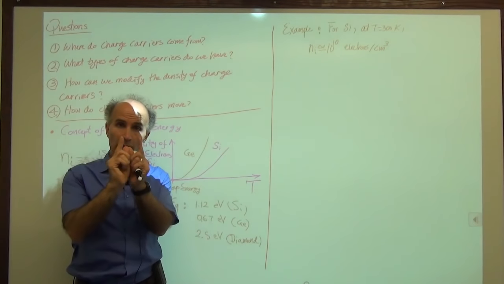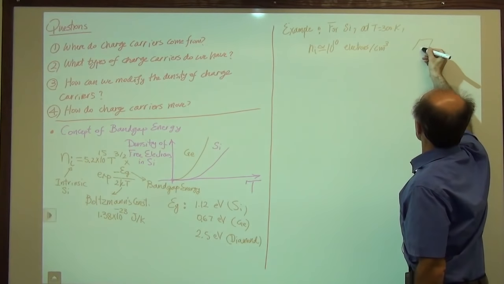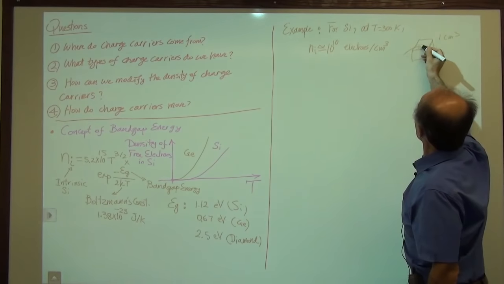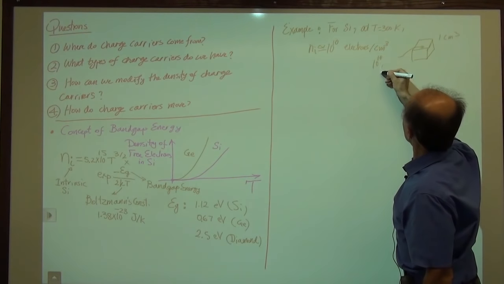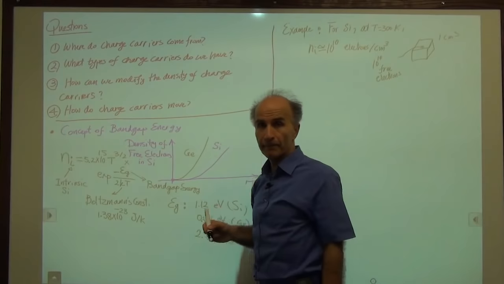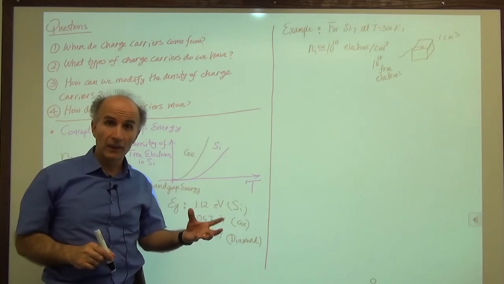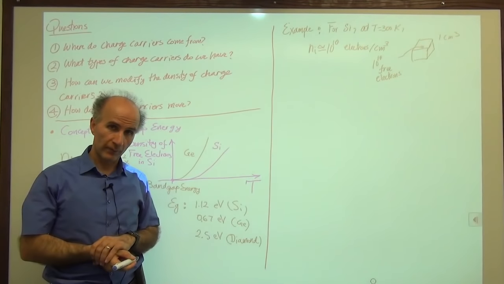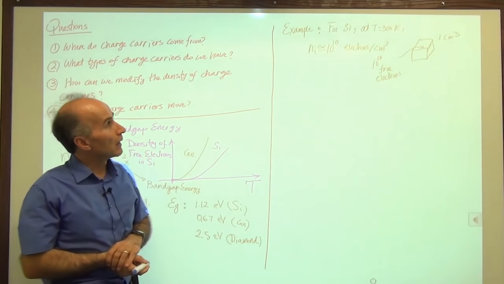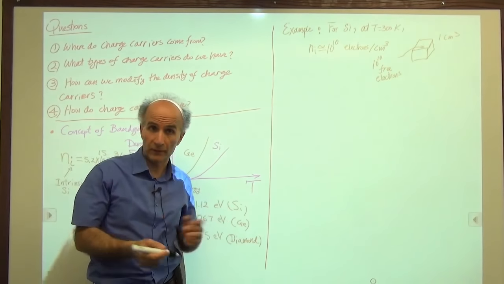So if we take a one centimeter by one centimeter piece of silicon crystal, as I showed you before, this is 1 cubic centimeter. Then inside here, we have 10 to the 10 free electrons. Okay? So that gives us a feel for what kind of electron density or conductivity we might have in a piece of silicon at room temperature. All right, now this number, 10 to the 10 electrons per cubic centimeter, doesn't have too much significance for us. We don't know if this is a large number or small number.